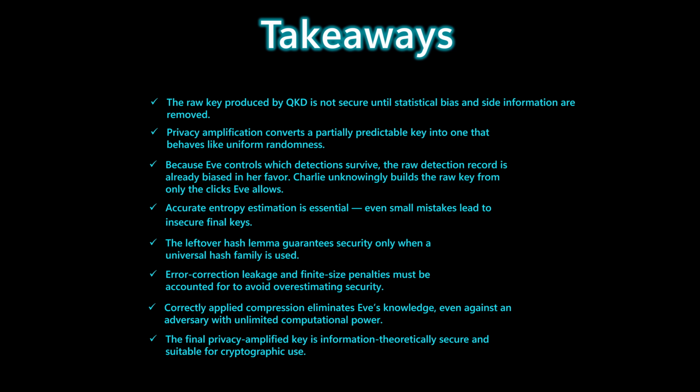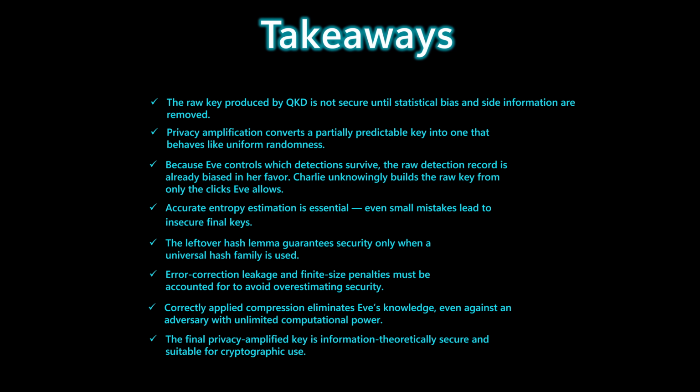Third, we have seen that an adversary can influence which detections survive. By subtly manipulating the measurement statistics, an adversary can create a raw detection record that is already biased in her favor. If the system does not correctly detect and account for that bias, the minimum entropy estimate becomes too optimistic.